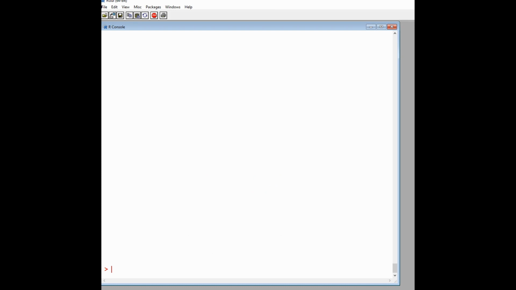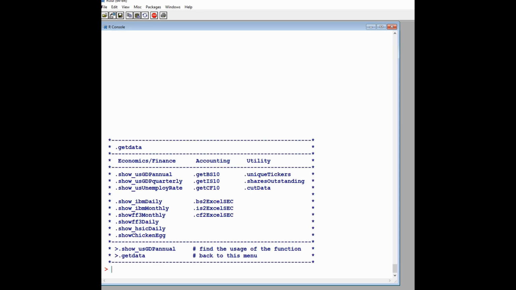To get the data, let's try method 2. Launch R, then type source, http, data, yyyy.com, get data capital R. R is case sensitive. Pay attention to your spelling. Hit enter.